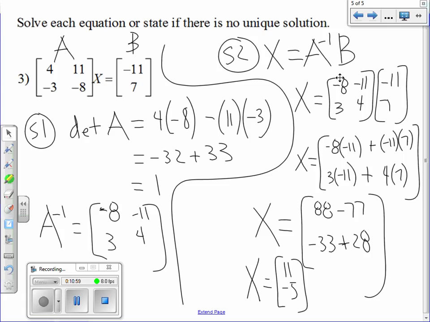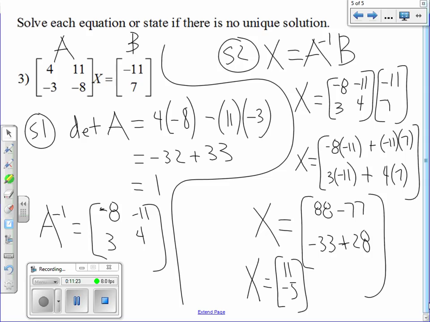I take my inverse, I plug it into this formula. I multiply it by b. b is going to be the negative 11, 7. And from there, it's just straightforward matrix multiplication. Okay, row times column to get this row. Second row times this column to get this second row. And then simplify, do the computation.